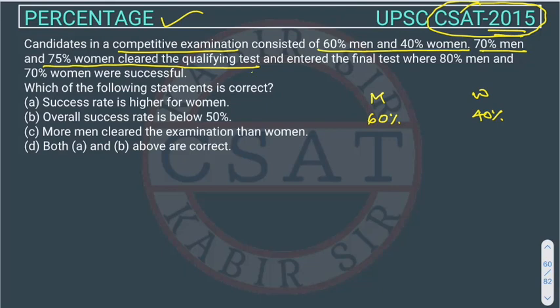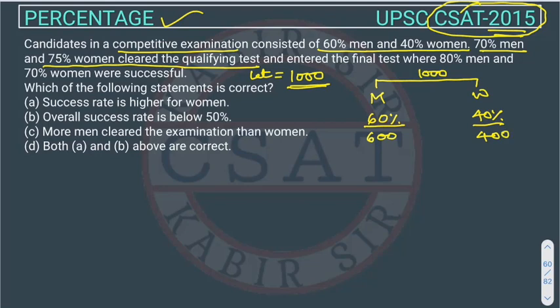So let's suppose the total number of candidates in the exam is 1000. Why am I taking 1000? Just to make the calculation easy, right? So total candidates are how many? 1000. So 60% are men, so the men will be 600 and the women will be 400.